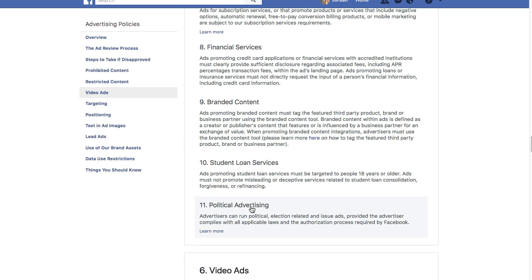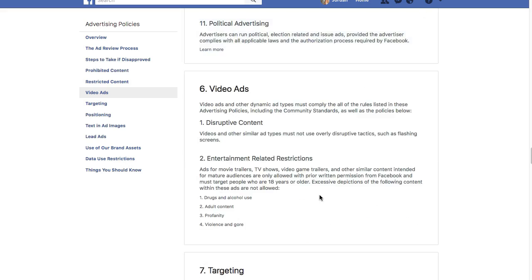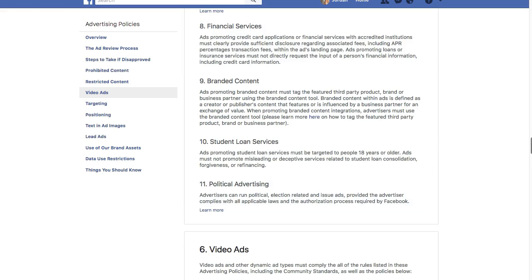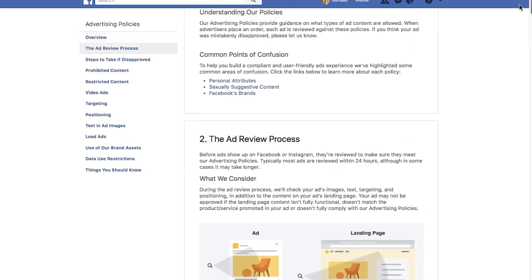And political ads, obviously, Facebook is very cautious about political ads nowadays after Russia ruined them. So if you're running political ads, expect to come under some scrutiny there. But other than that, it shouldn't be an issue. So yeah, this is just an example of the Facebook advertising policies.